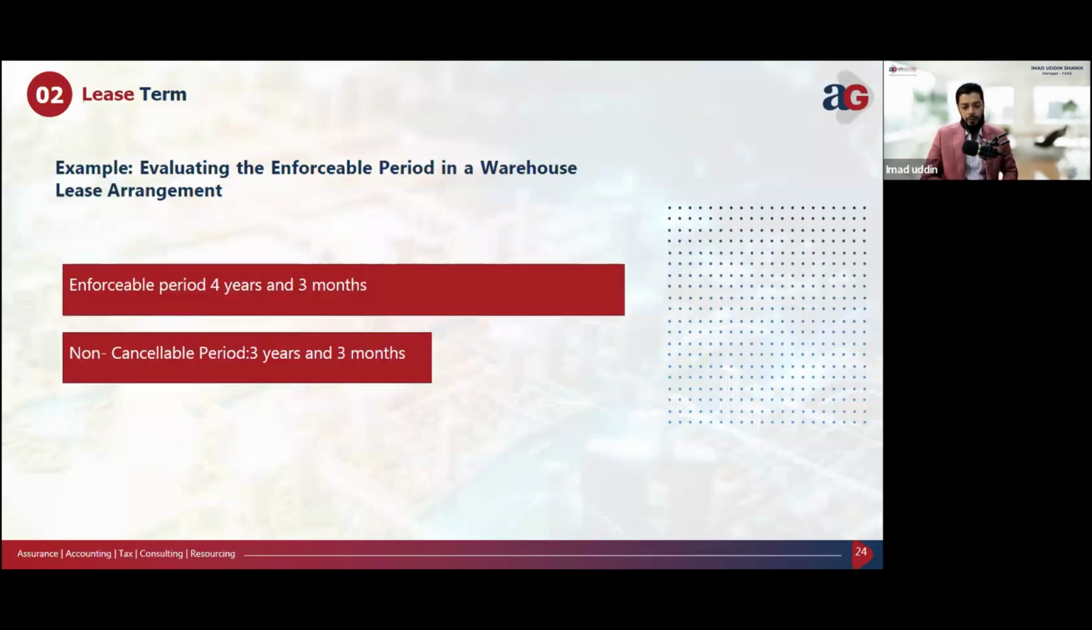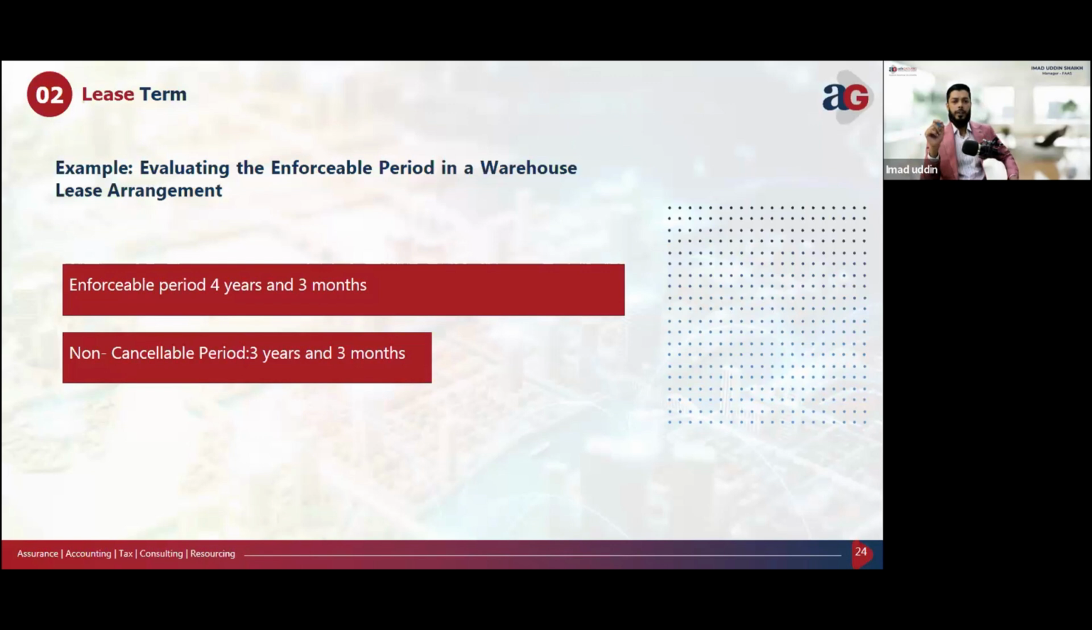Here's the graphical representation of it. So the enforceable period is 4 years and 3 months, and the non-cancelable period is 3 years and 3 months. That's because we had to give a 3 months notice, and so we have to abide by the contract within the notice period as well. And so this is what the non-cancelable period and enforceable period looks like.